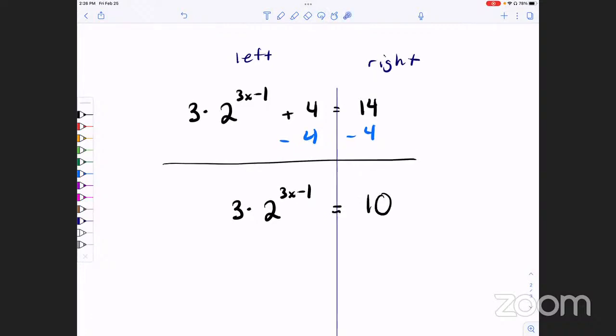So now we're still moving terms away from the x, working from the outside to the inside. We have 3 times our term. If we're multiplying by 3, to undo that the inverse operation is division. So we want to divide both sides by 3, all right? If we're multiplying by 3 and we want to undo multiplication, we divide. So a number divided by itself is 1, right?